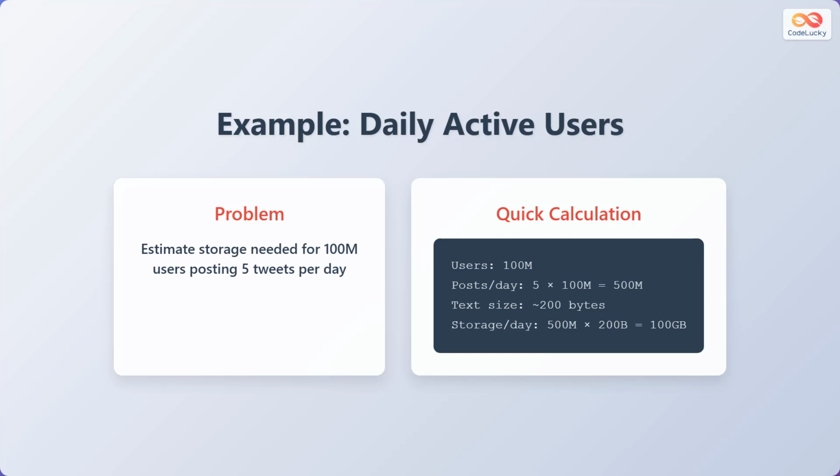Let's walk through an example to illustrate how these calculations work. The problem is to estimate the storage needed for 100 million users posting 5 tweets per day. Here's a quick way to calculate it. First, the number of users is 100 million. The number of posts per day is 5 multiplied by 100 million, which equals 500 million. Assuming that the size of each text tweet is approximately 200 bytes, the total storage needed per day would be 500 million multiplied by 200 bytes, which equals 100 gigabytes.